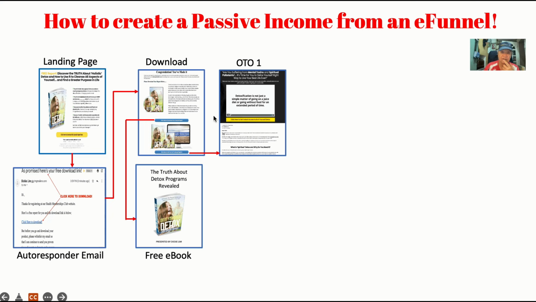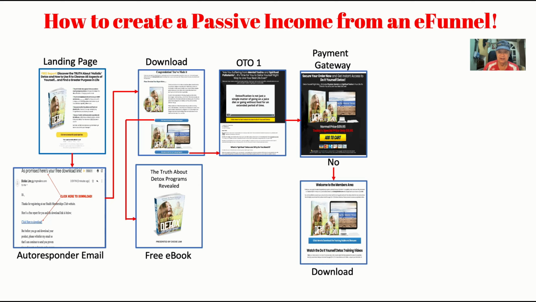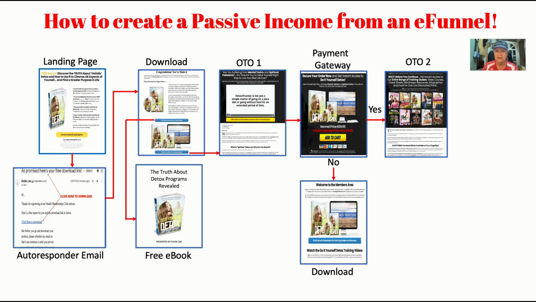You go down from here. This is a one-time offer. Maybe they're interested. It's not very expensive. And of course, if they are interested to buy, then they go to the payment gateway. Once they buy, they will have everything in place with the download page and everything else. If they don't want it, then they go to the next, OTO2.